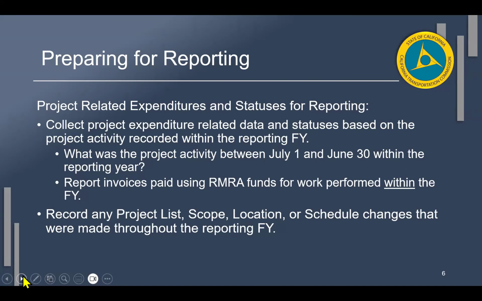Okay. You're going to report invoices paid using RMRA funds for the work performed within the fiscal year. You're recording any project list, scope, location, or schedule changes that were made throughout the reporting fiscal year. Again, I'm going to say reporting fiscal year because you are now reporting in the arrears, right? You've already gone almost halfway into the new fiscal year by the time you're reporting the prior fiscal year's activities. So this can get confusing. It can cause and generate some problems for some folks as we go through the reporting process. So I just want to keep reiterating that.